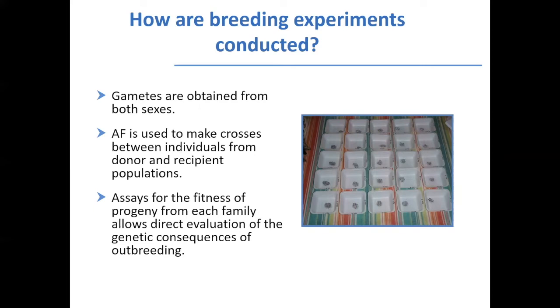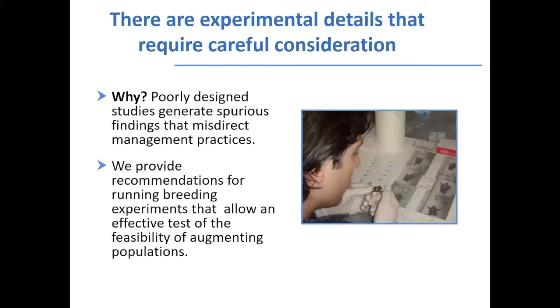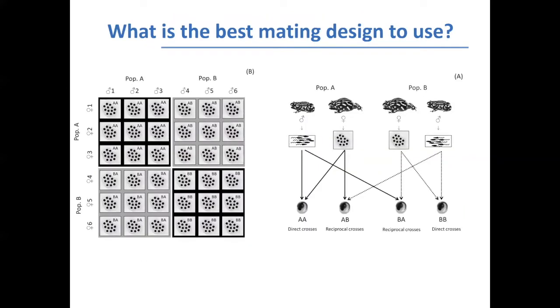So while these experiments are conceptually simple, there are a number of experimental details that require careful consideration. Why? Well, the reason is that poorly designed studies can generate spurious findings that misdirect management practices. In this webinar, we provide recommendations for running breeding experiments, and we outline an experimental design and a set of methodologies that allow an effective test of the feasibility of augmenting populations. To kick things off, let's ask the question, what is the best breeding design to use?